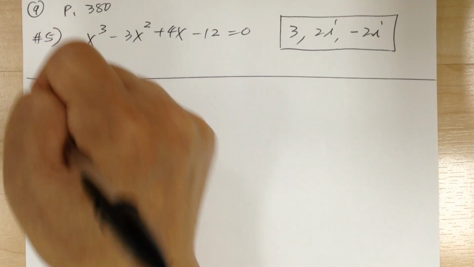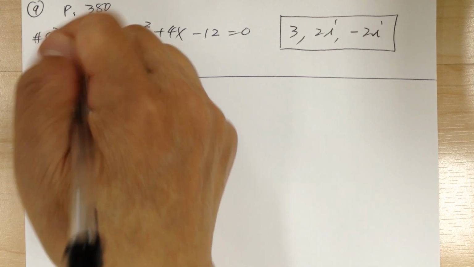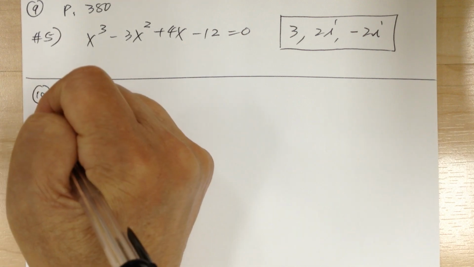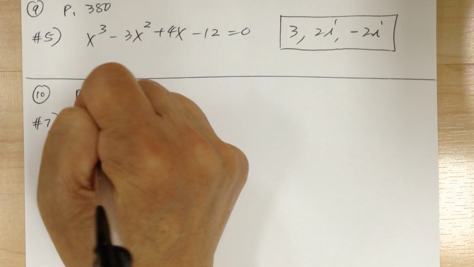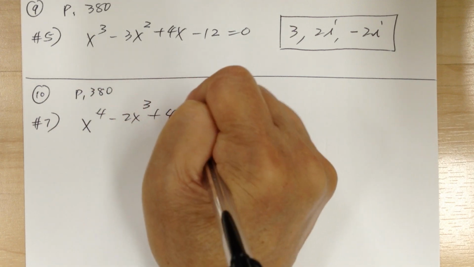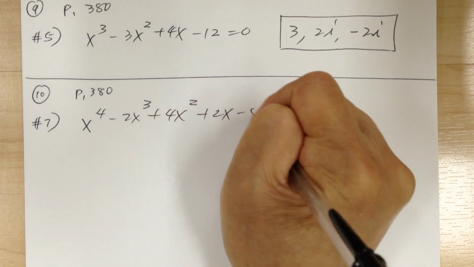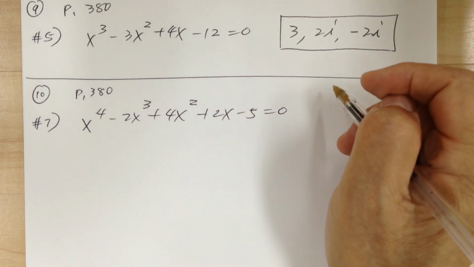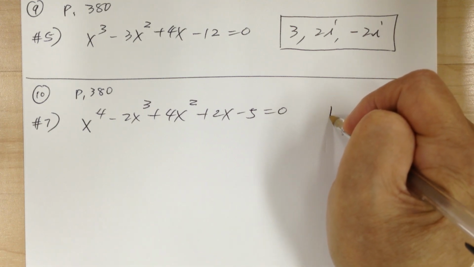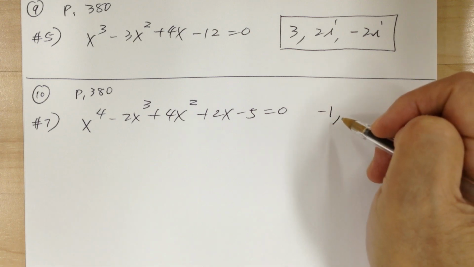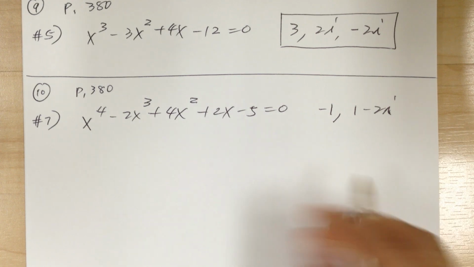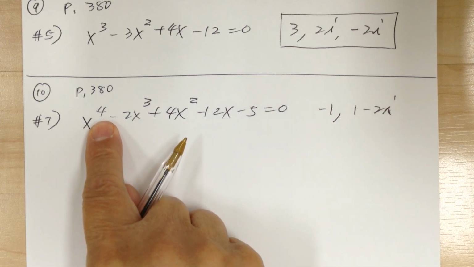Okay, number 10 on the list. Let's go to page 380, number 7. You have x to the 4 minus 2x to the 3 plus 4x squared plus 2x minus 5 equal to 0, and your answers are 1, negative 1, and 1 minus 2i. This is the 4th power, which means you're going to get 4 answers.